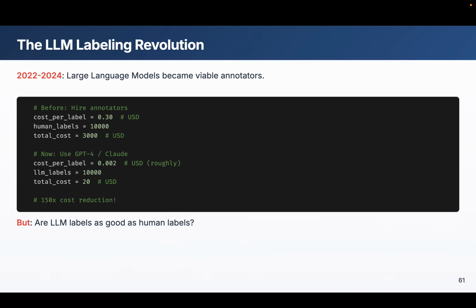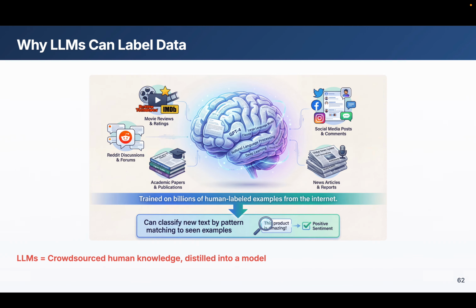Okay. So in this part, we want to discuss LLM-based labeling. This should be the most fun part for you, I think. So LLMs can label data because they have been trained on almost all of the internet. That is what they claim.